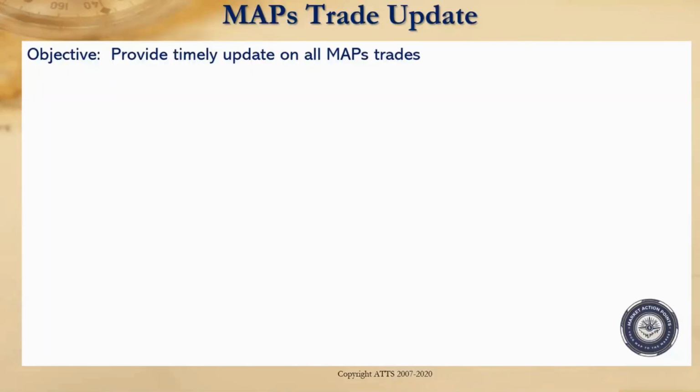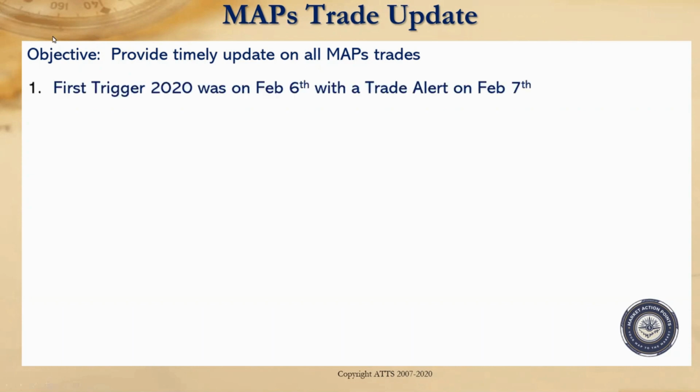The objective of what we're trying to do today is provide timely updates on all MAPS trades. We're doing the recording today on the 27th of February. We've had one major MAPS trigger. Let's see what the notes say. Yeah, one major MAPS trigger. The alert came on the 6th. The trigger came on the 7th, and we got into a trade about that time frame. We'll be going over that trade today.